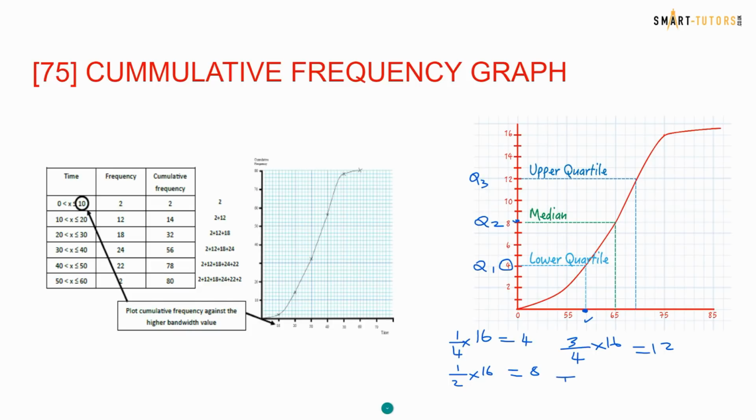So another thing we need to know, IQR, interquartile range: third quartile, which is the upper quartile, take away lower quartile, which is the first quartile. The difference between this first and third is called the IQR, interquartile range.